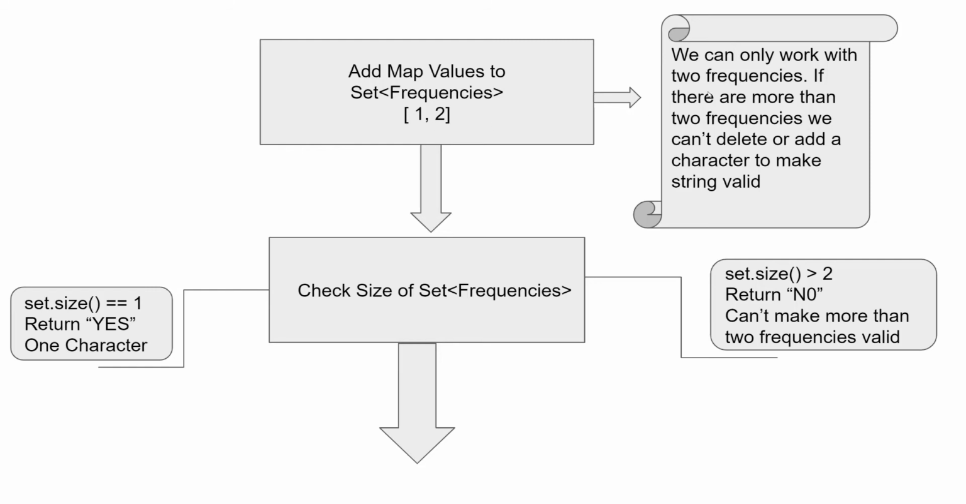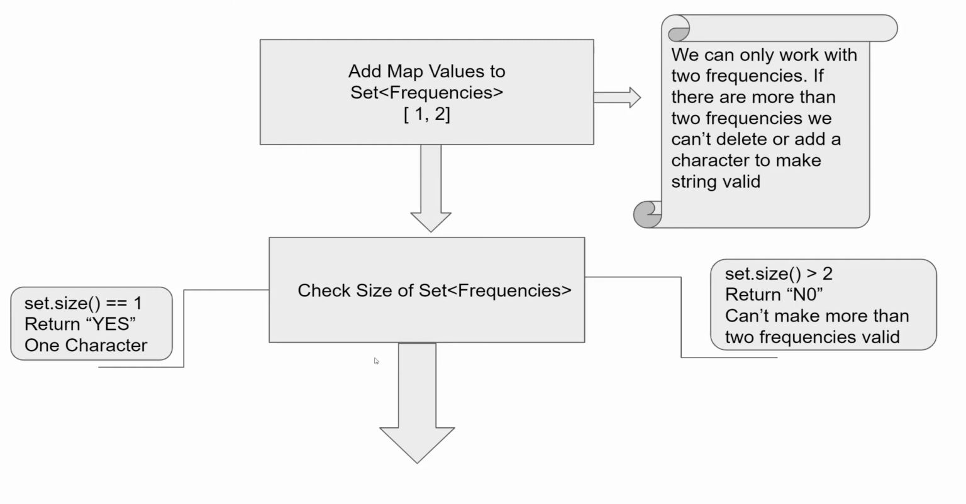And like I said with my previous problem, we can only work with 2 frequencies. If there are more than 2 frequencies, we cannot delete or add the character to make the string valid. And if the size of our set is equal to 1, we can just return yes, because the string is only valid if the occurrences are all the same. So if we have a string AA, BB, CC, then we don't have to delete or add anything in that string. If the string only had 1 character, for example, A, we only have 1 frequency of A. So in that case, we don't have to do anything. That string is already valid.